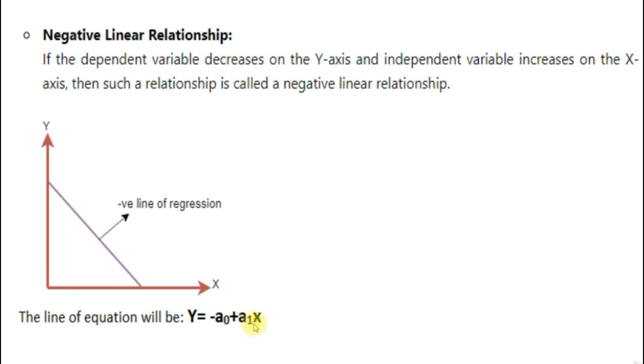Because this is a negative slope, or negative line of regression, the equation will have a negative value in it. Why do we get such a negative line of regression? Because the dependent variable decreases on the y-axis while the independent variable increases on the x-axis. So the value of the x-axis increases but the value of the y-axis keeps going down. That's why we get a negative linear relationship.